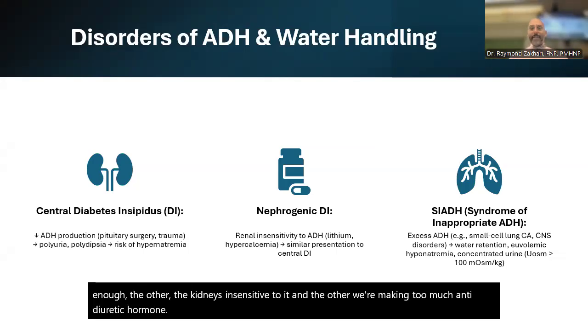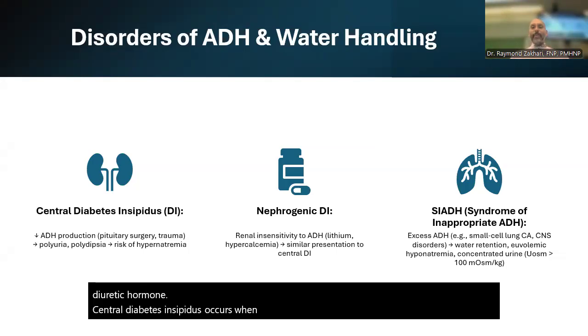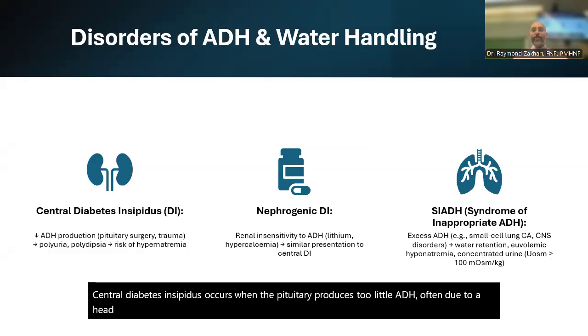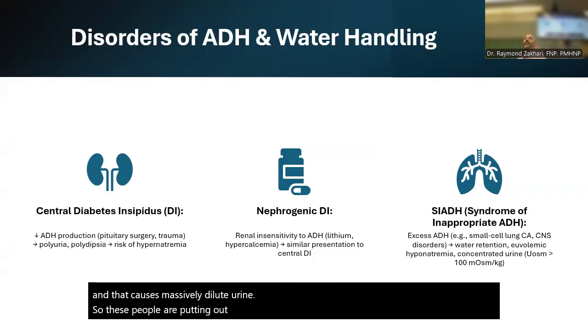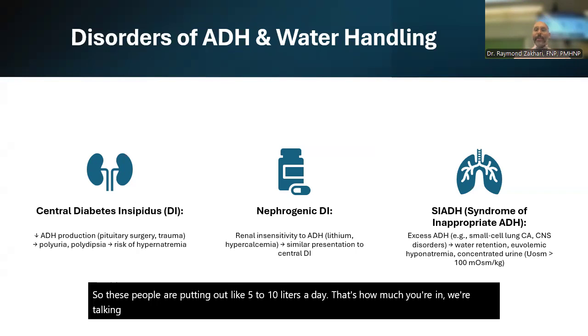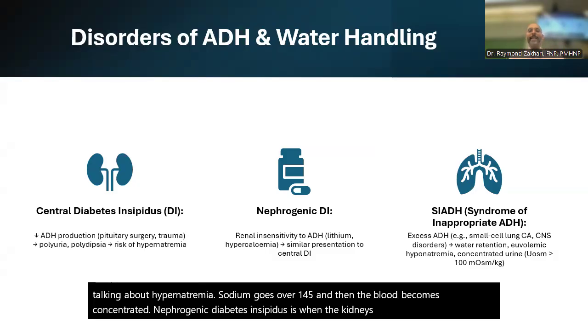Central diabetes insipidus occurs when the pituitary produces too little ADH, often due to a head trauma or pituitary surgery or tumor. Without ADH, the kidneys can't reabsorb the water, and that causes massively dilute urine. So these people are putting out like 5 to 10 liters a day. That's how much urine we're talking about. Hypernatremia, sodium goes over 145 and then the blood becomes concentrated. Nephrogenic diabetes insipidus is when the kidneys don't respond to antidiuretic hormone.